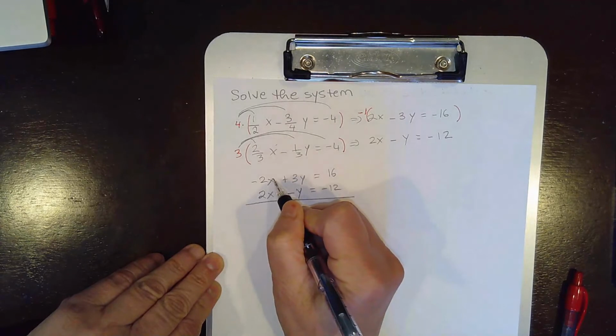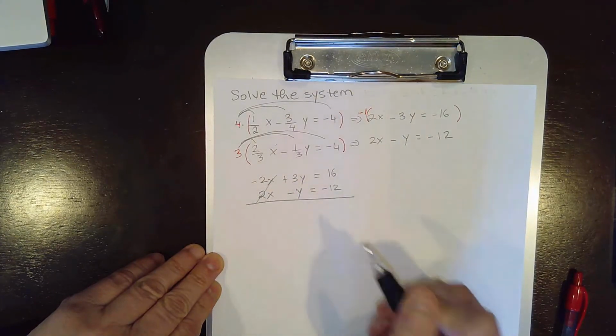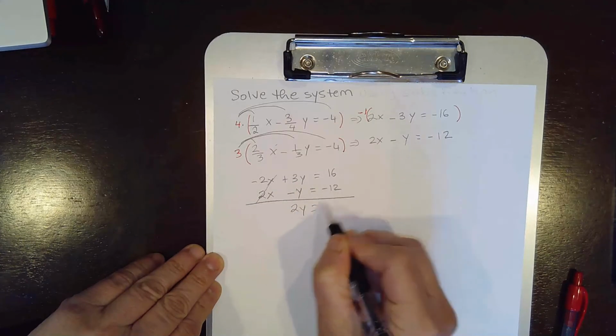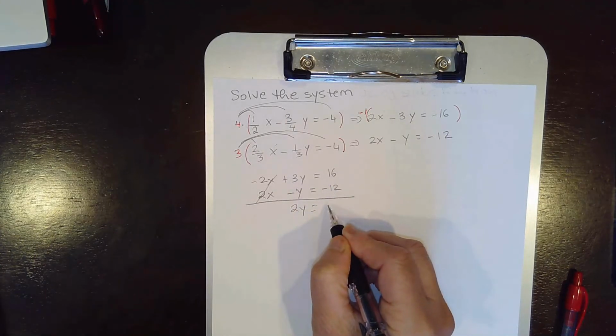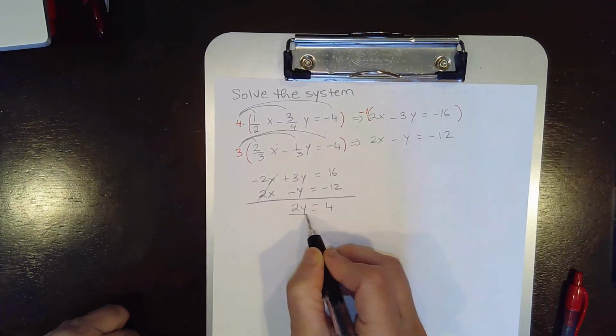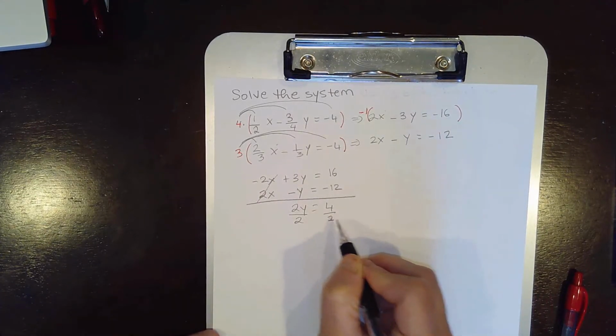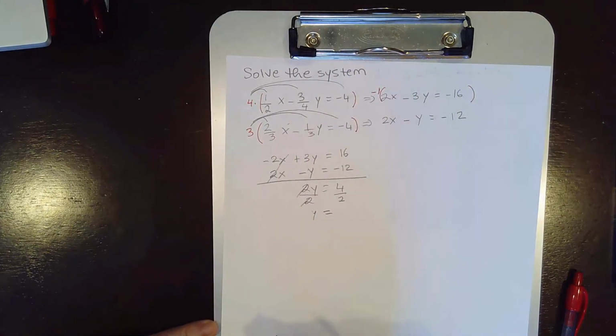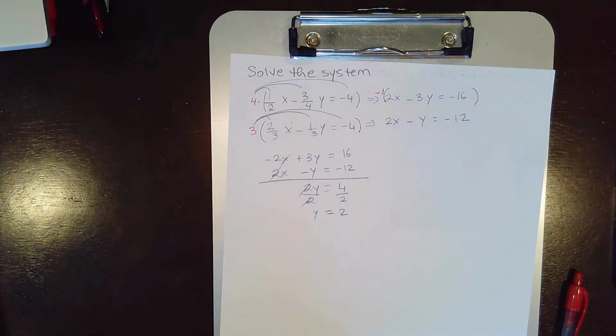When you add them up, this is going to cancel, and you're left with 3y minus y, which is 2y. 16 minus 12, that would be 4. And then divide by 2 to solve for y. And you are left with y equal to 4 divided by 2, which is 2. So we solved for the y coordinate.